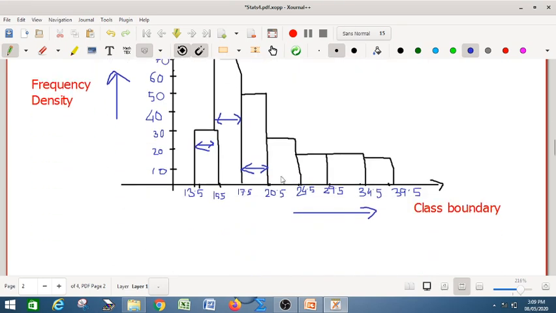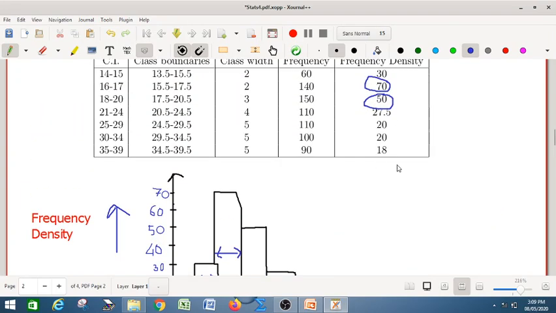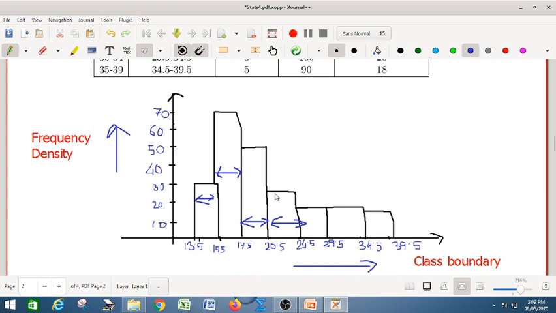Also, in the next case, 20.5 to 24.5, your width is 4. But you have a frequency density in this case 27.5. So on. So this is how, if your width is not equal, for unequal width, you have to use frequency density in the histogram. So this is how you will draw a histogram for equal width and for unequal width.